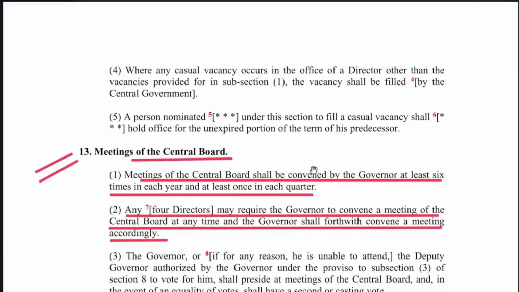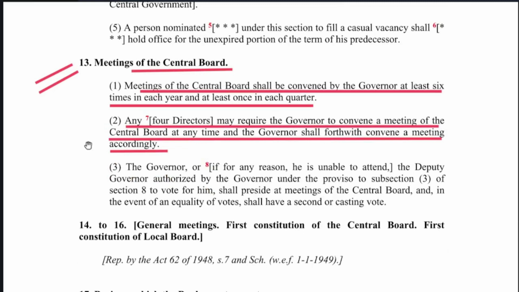Moving on to the next important section, which has found its reference some time back as well, and that is section number 13, meeting of the central board. Meeting of the central board shall be convened by the governor at least 6 times in each year and at least once in each quarter. Now, this is the statutory requirement with respect to the meetings of the central board of directors. Every year, the meetings of the central board have to happen at least 6 times and at least once in each quarter.